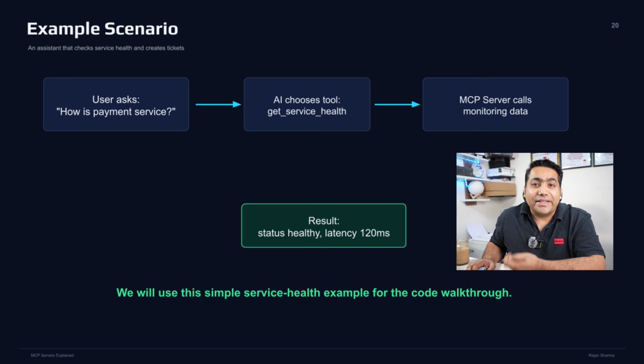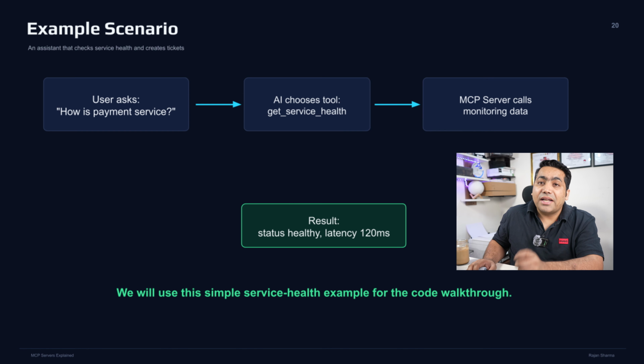Now let's use a simple example. The user asks a question: how is the payment service? The AI application looks at the available tools, and it sees a tool called get service health. The AI chooses that tool. The MCP client calls the MCP server. The server reads the monitoring data and then returns the result: status healthy, latency 120 milliseconds. The example is simple, but it shows the complete idea. User intent becomes a structured tool call.